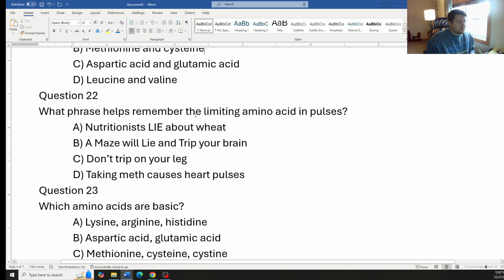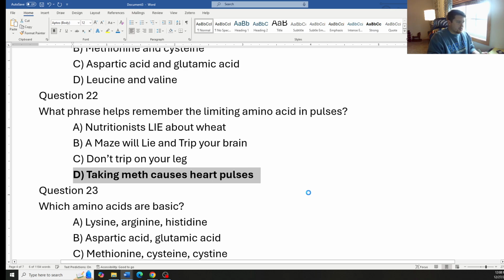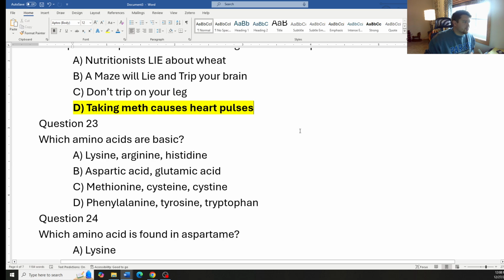What phrase helps remember the limiting amino acid in pulses? "Nutritionists lie about wheat." "A maize will lie and trip your brain." "Don't trip on your leg." "Taking meth causes heart pulses." Easy one to find out. Taking meth causes heart pulses, referring to methionine. Methionine is the limiting amino acid in pulses.